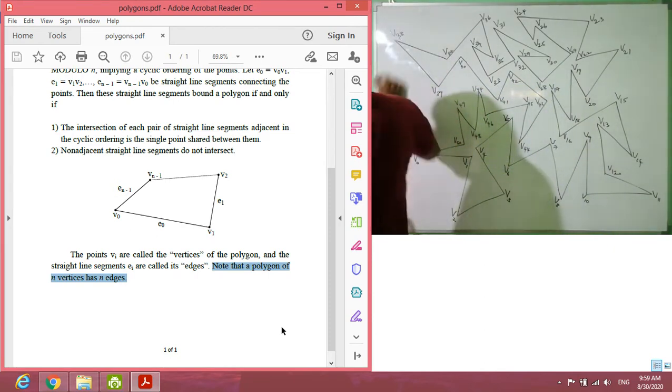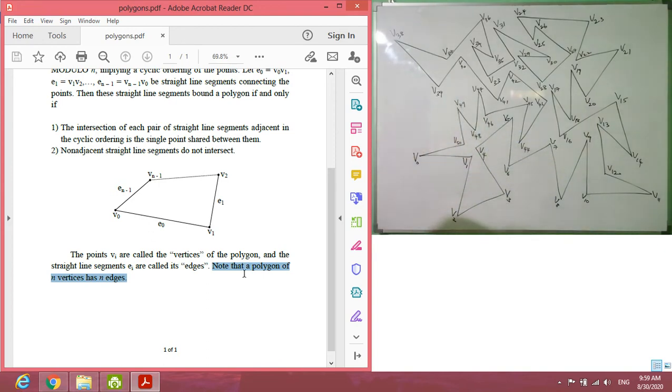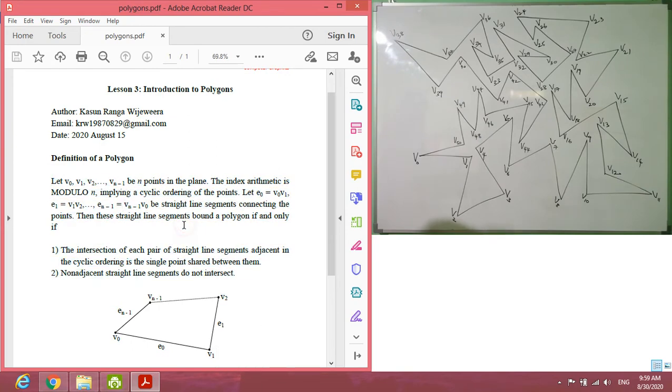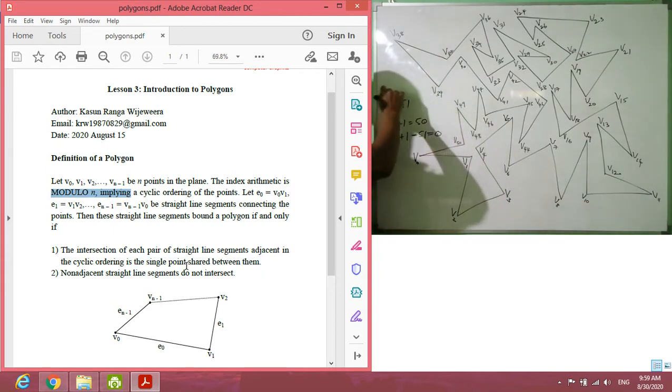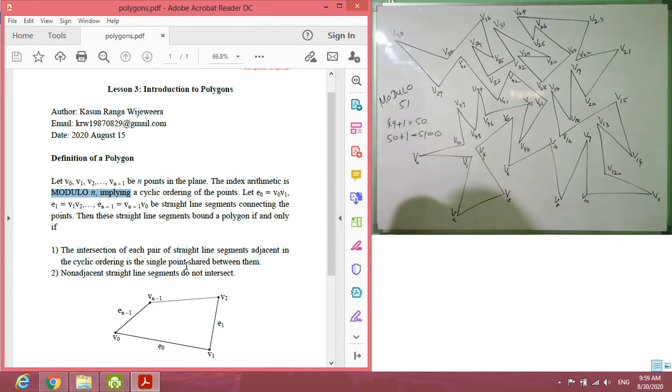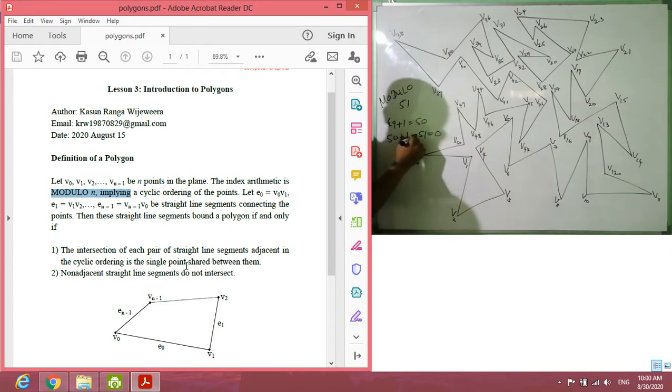Now let's check whether this one, which I have called a polygon, follows the definition. You have a set of points in the plane and index arithmetic is modulo n. Modulo n means modulo 51. That means 49 plus 1 is 50, 50 plus 1 is 51, which equals 0 because it is modulo 51.